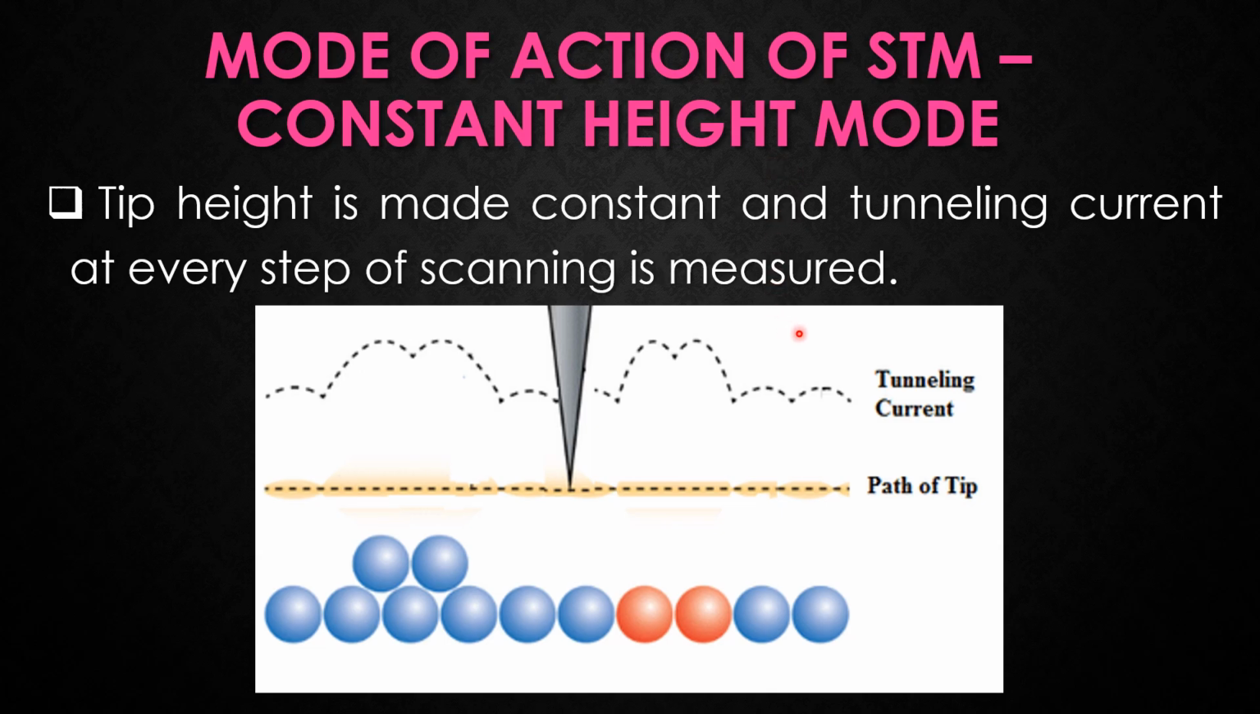The second mode is the constant height mode. In this mode, the tip height is kept constant and the tunneling current at every step of scanning is measured. In the first method, the tunneling current is constant. In the second method, the constant height mode, the path of the tip is constant.